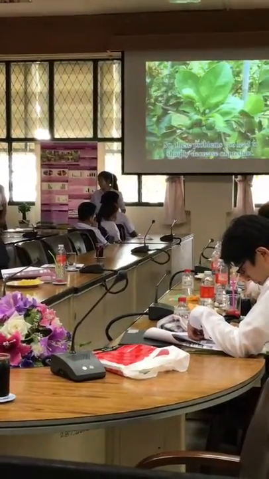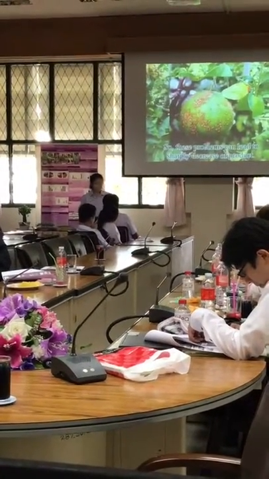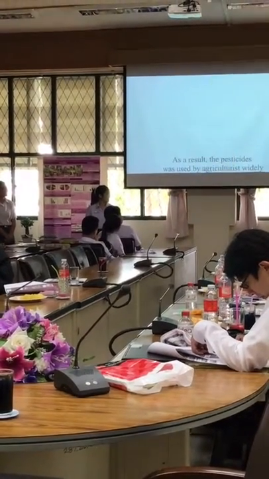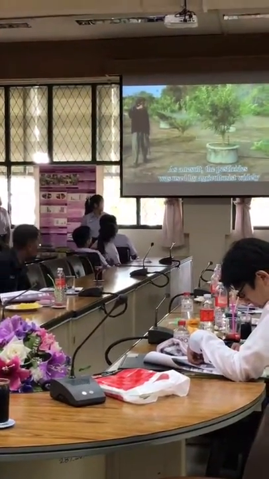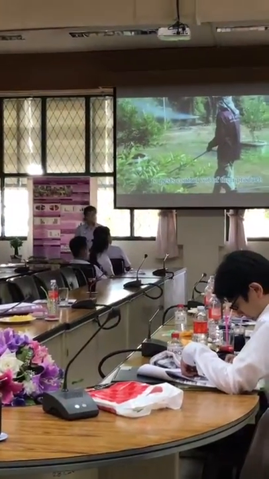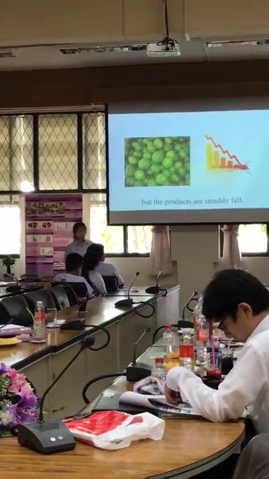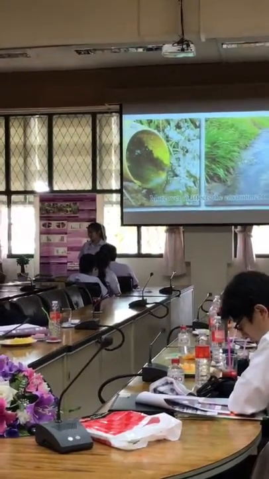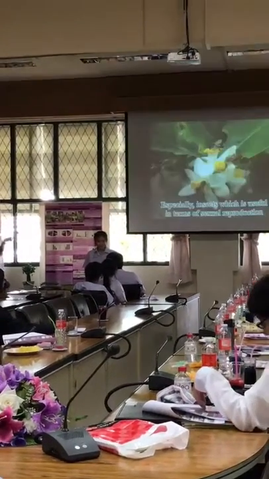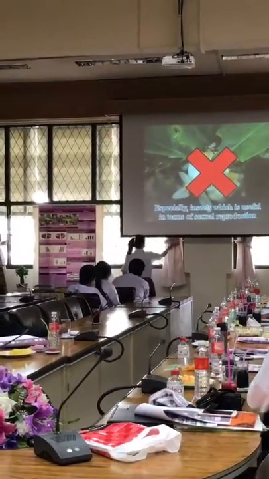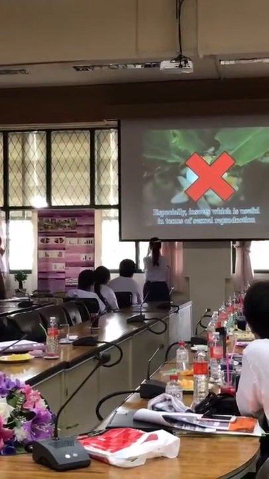So these problems can lead to a sharp decrease in product. As a result, pesticides were used by agriculturists who were worried and wanted to take control of their product. Each year, pesticides are in steady rise, but products are in steady fall. Moreover, it affects the environment, especially the insects which are useful in terms of sexual reproduction.